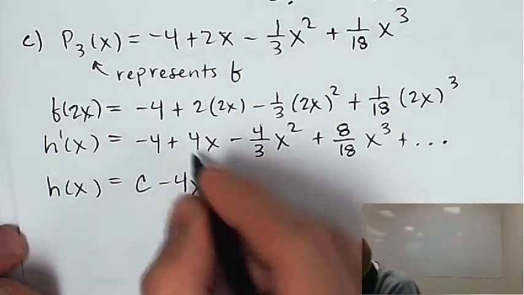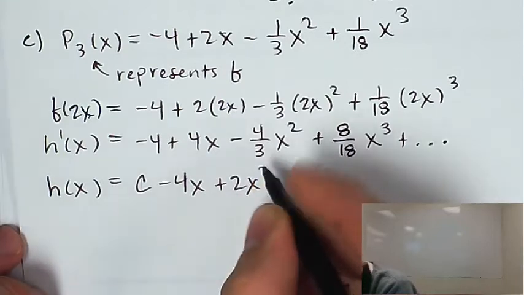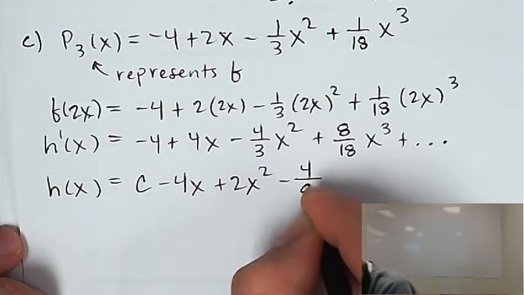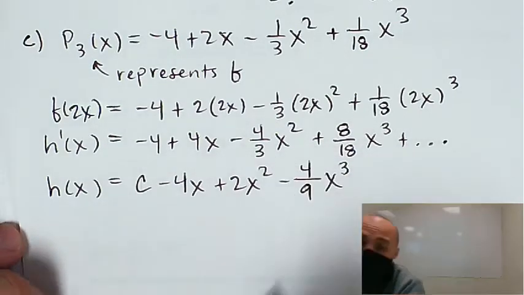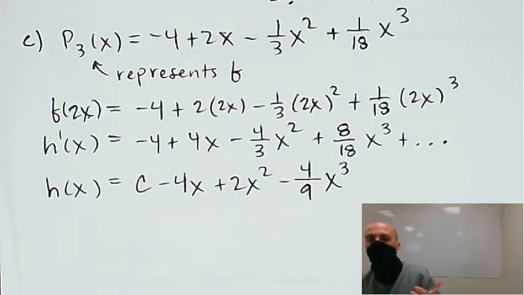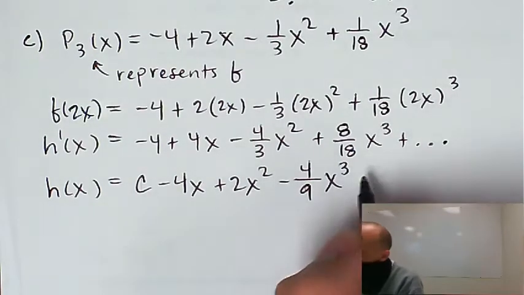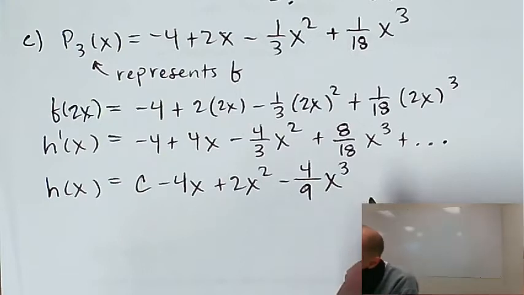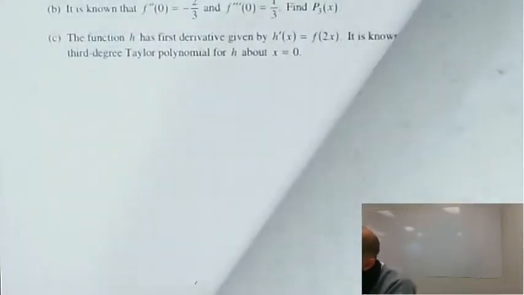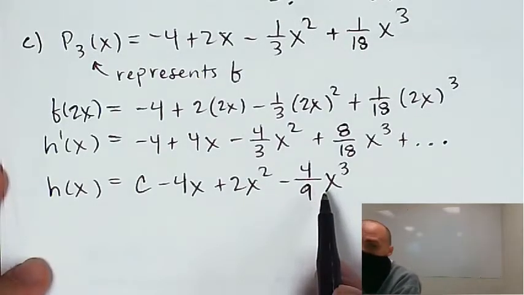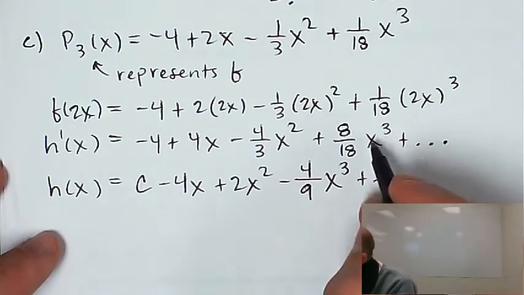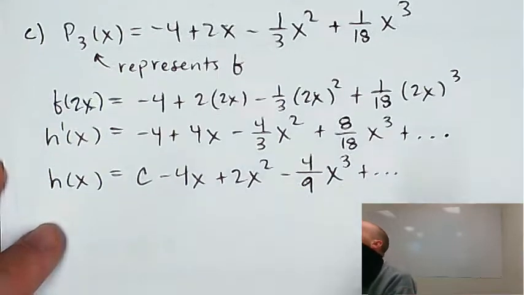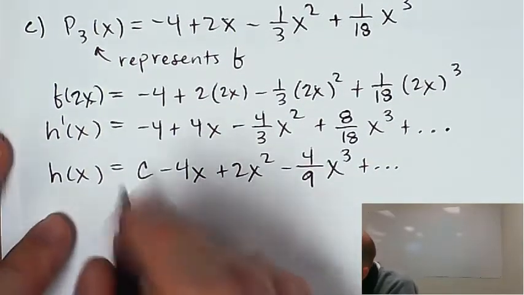There's going to be a negative 4x plus 2x squared minus 4/9 x to the third. You know, when I increase the power by 1 and divide by the new power, that was what I had trouble with. I had 4x to the third because I made an arithmetic error. And that's how it goes. Well, they only actually wanted the third degree polynomial, right, for h? Yeah. So this is good. I'm going to just put plus dot, dot, dot, right? I don't even need to do this because they don't care about it. So I need to figure out what the c is.